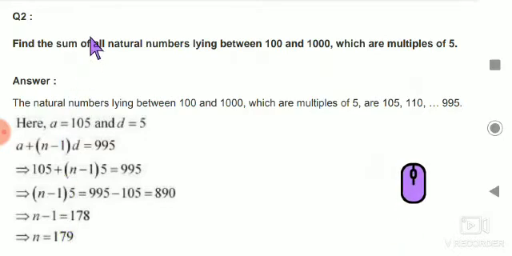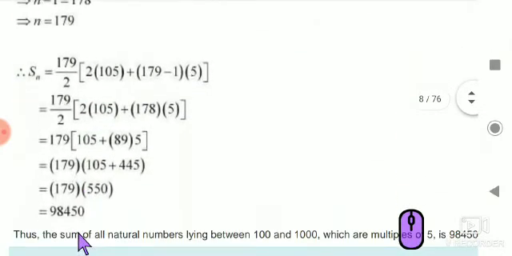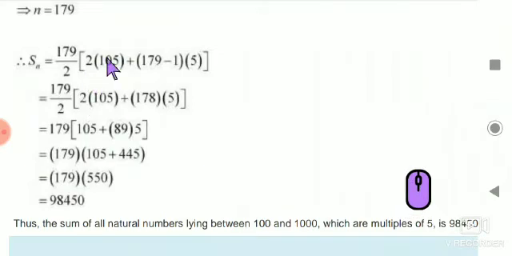But in this question, we should find the sum of all these 179 terms, and that will be given by the formula Sn is equal to n divided by 2 into (2a plus (n minus 1) into d). Our n is, as we just found, 179 divided by 2, 2 into the first term 105 plus (179 minus 1) into common difference. Therefore, 179 divided by 2 into (2 into 105 plus 178 into 5), because 179 minus 1 gives 178.